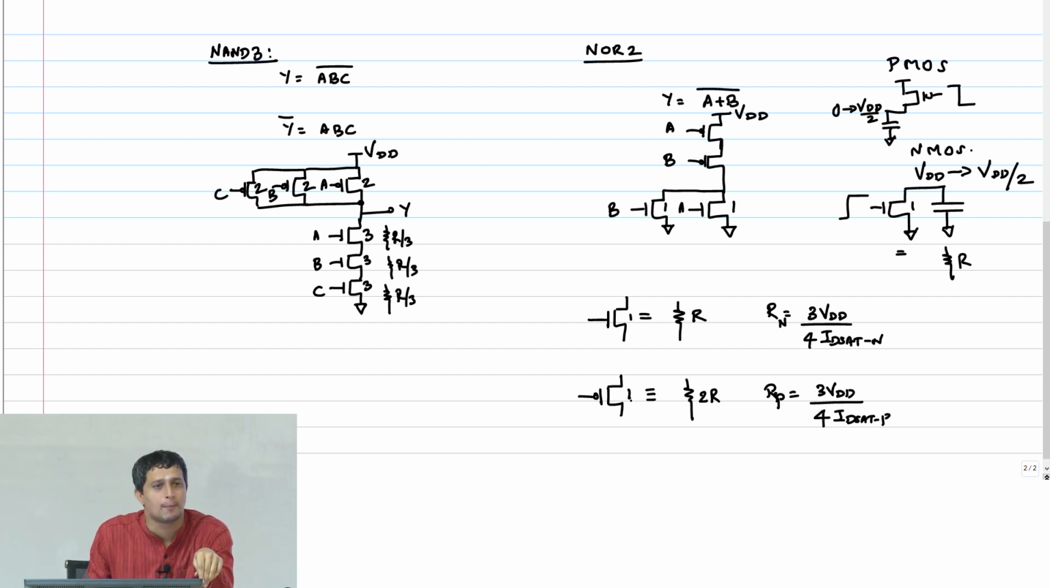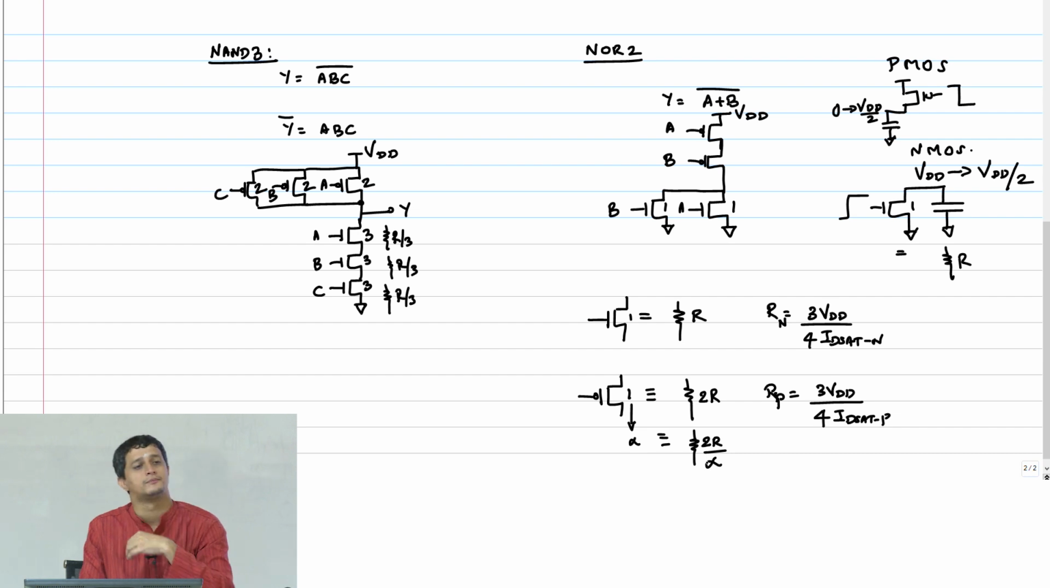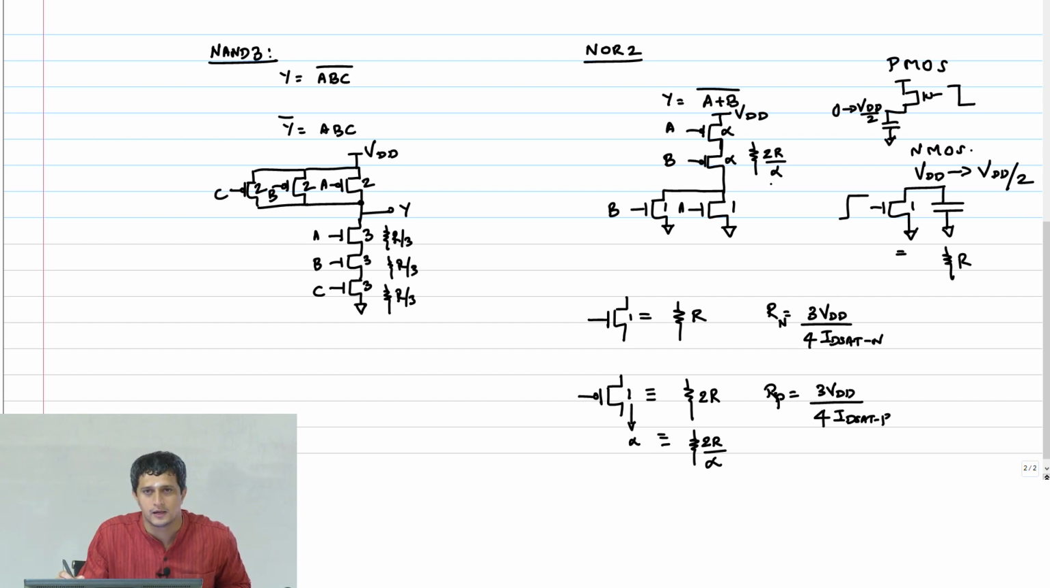Now, if I scale up the PMOS transistor by a factor of alpha, let's say this 1 became alpha, then what would my resistance become? That is the key. This is an equivalent resistance of 2R by alpha. So what I'm going to now do is say that the width size of these PMOS transistors are all alpha. This resistance therefore is 2R by alpha, right?